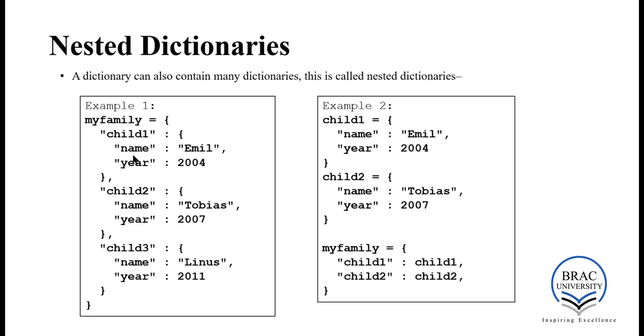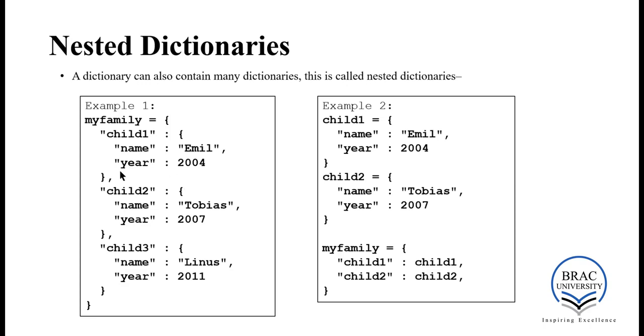For child 1, in my child 1 dictionary, name is the first key, year is the second key, and the value of name is email, and the value of year is 2004. These are the keys for child 1, and child 1 itself is a key for my family. So what I am trying to show you is that inside my family I have already mentioned three keys, child 1, child 2, child 3, and inside every key I have again mentioned two different keys: name, year, name, year, name, year.